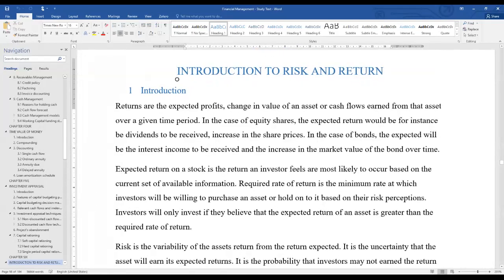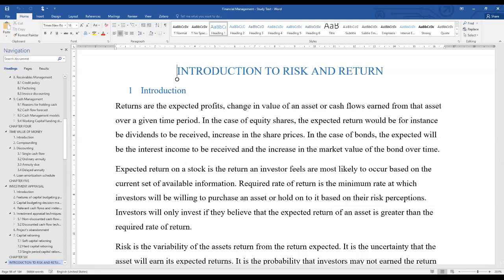Okay. The returns are the expected profits or change in the value of an asset or cash flow earned from an asset over a time period. So if you're going to be an equity shareholder, the returns you'll be receiving are the dividends and the capital gains that the equity share is making for the holder of that equity share.